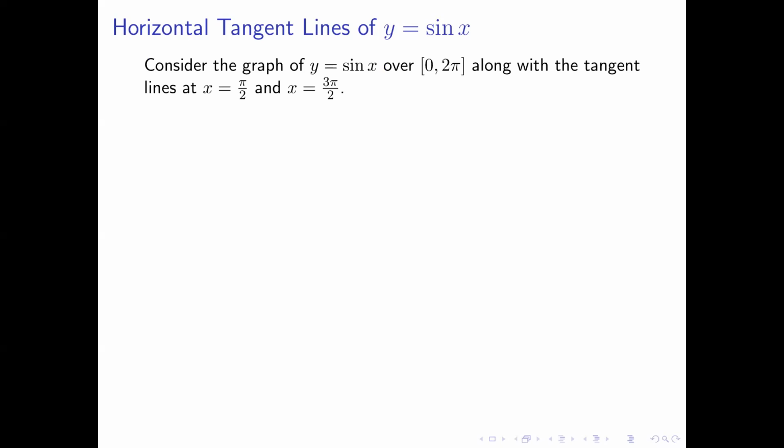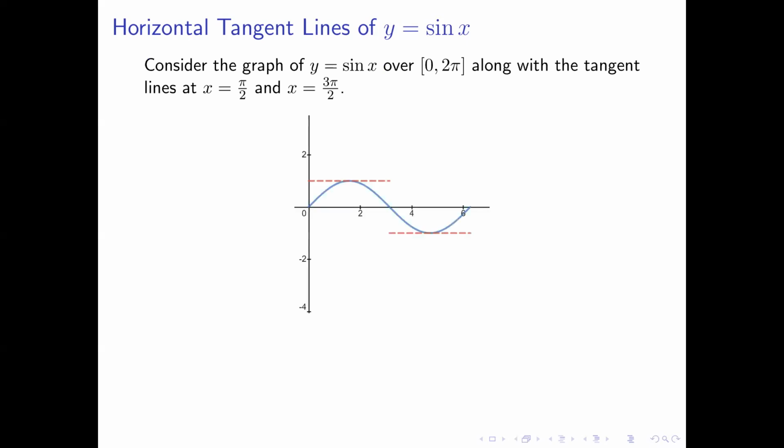So let's begin by identifying places on the sine function's graph where the tangent lines are horizontal. We're going to look at the graph of y equals the sine of x over the interval from 0 to 2 pi. Remember that that is one period of the sine function. Beyond there, the graph will just repeat again and again. We'll also look at the tangent lines of the graph of the sine function where x equals pi over 2 and where x equals 3 pi over 2.